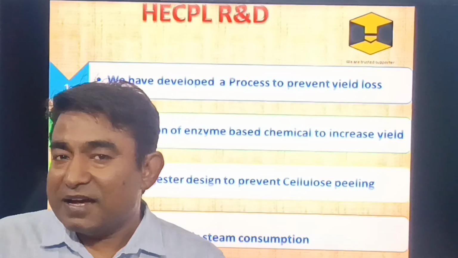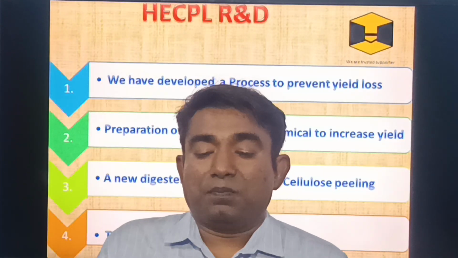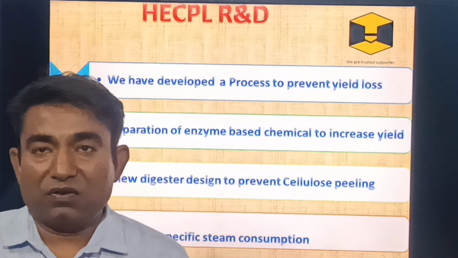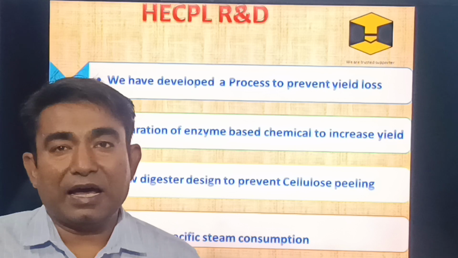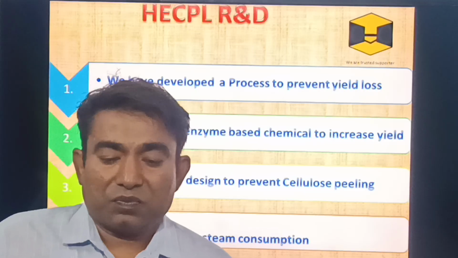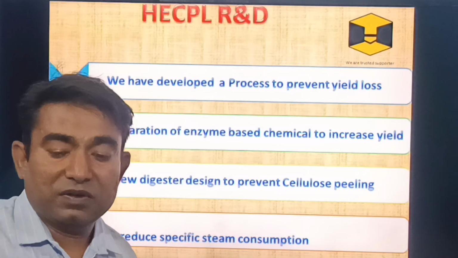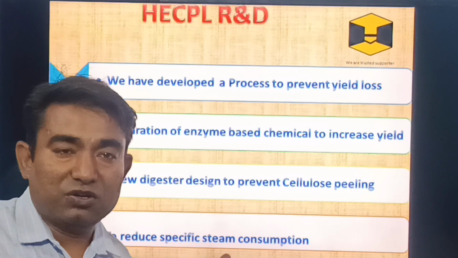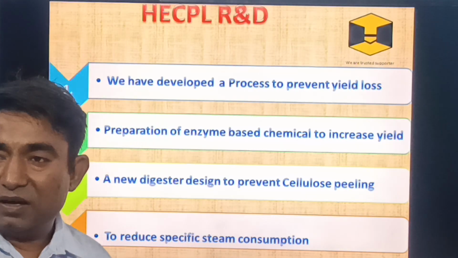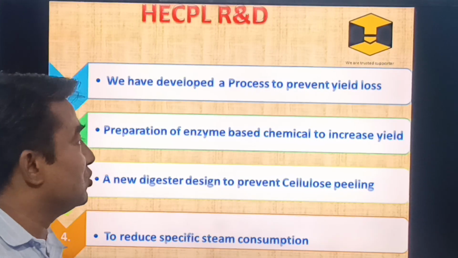So what is HECPL actually doing? We have developed a process to prevent the yield loss. We have also coordinated with a few teams to prepare an enzyme based solution which could prevent the yield losses. We also have a new digester design which could preserve the cellulose and hemicellulose and increase the yield. Also, we have developed a system or process engineering which can reduce the specific steam consumption.